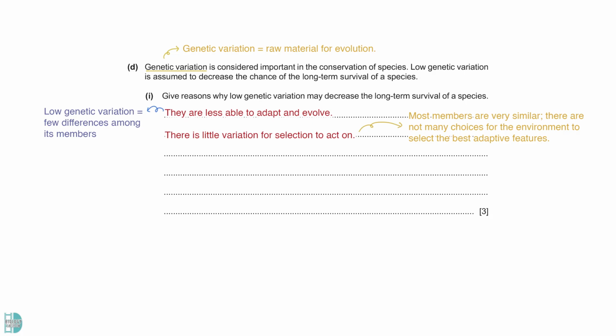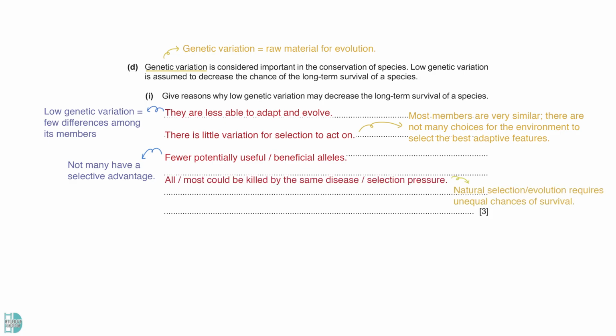There are not many choices for the environment to select the best adaptive features. Without a great variety of alleles, there are few potentially beneficial alleles. Not many individuals would have a selective advantage. The same selection pressure, such as an infectious disease, could kill most members. The lack of unequal chances of survival results in difficulty in evolving.